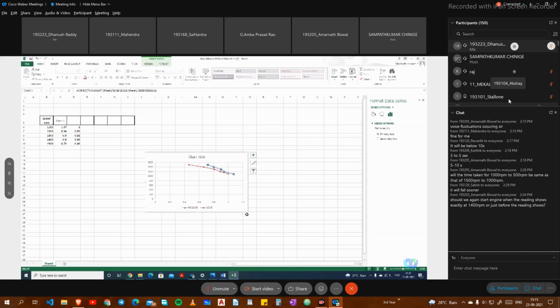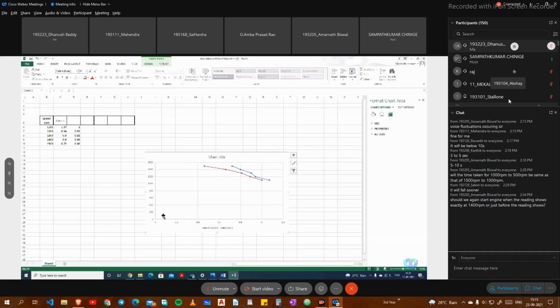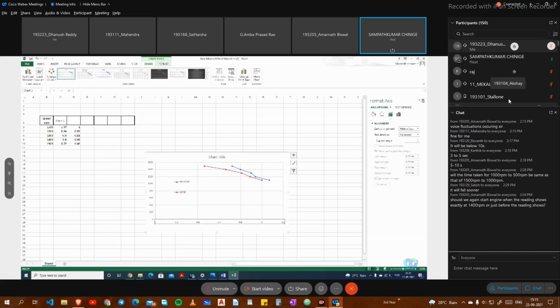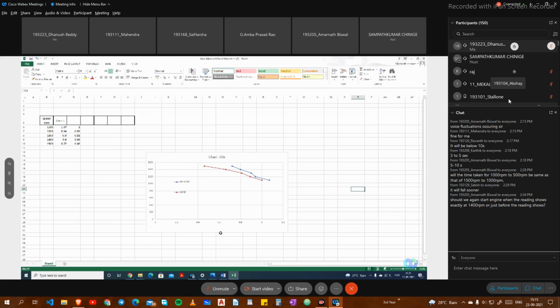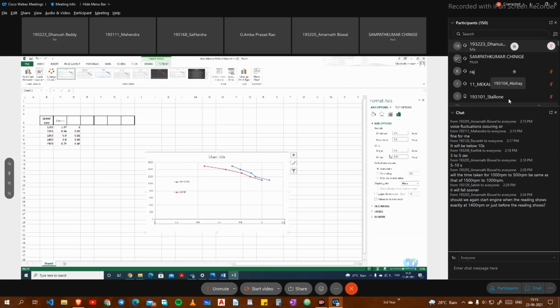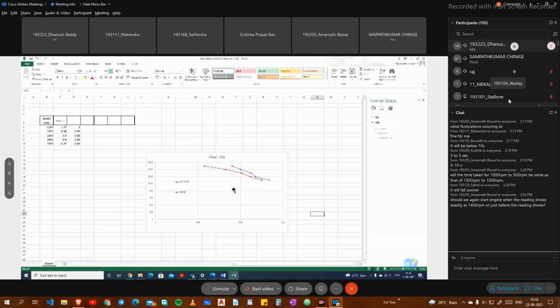This is the speed versus this curve. Speed versus the load, sir. Speed versus... okay. If you want, we can change this. So this is how it comes.